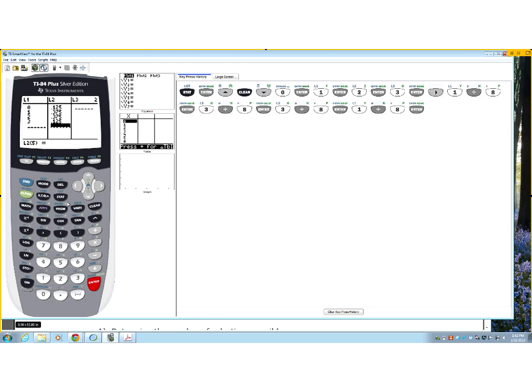So I'm going to do a 1 var stats. So I'm just curious, does anybody know how to get to 1 var stats? What key do I press to get to 1 var stats? This was back from chapters 2 and 3.